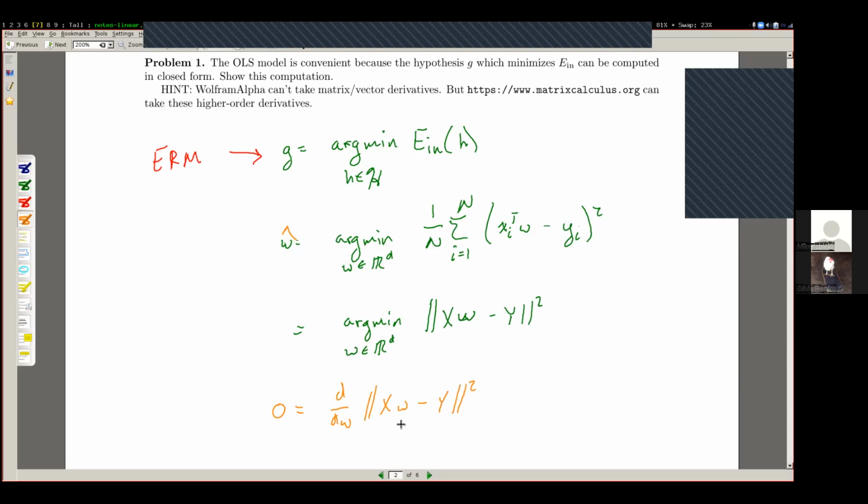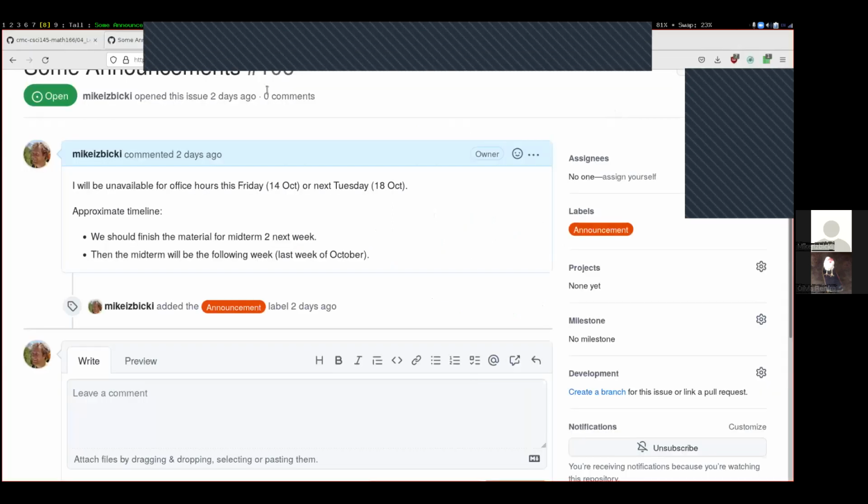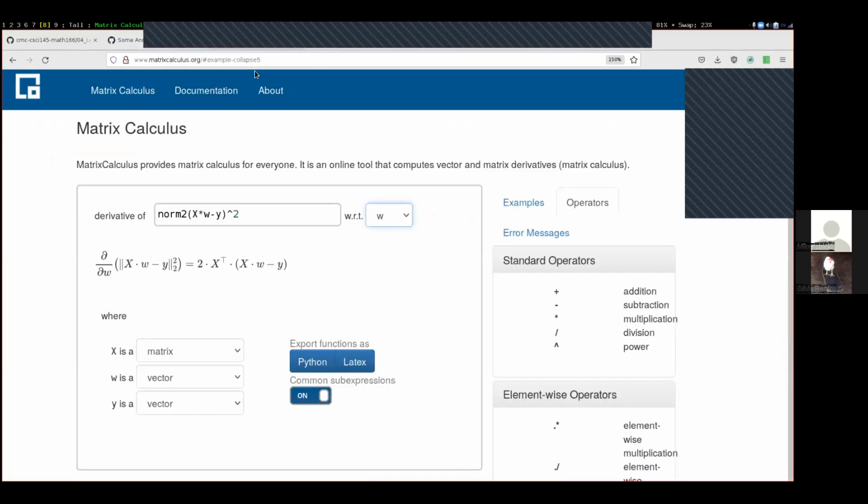This derivative is not hard to do by hand, but we're not going to do it by hand. We are instead going to use the internet to tell us what to do. Wolfram Alpha is my normal resource of choice to skip annoying calculus computations. But Wolfram Alpha only works on one-dimensional things. It doesn't work with vectors and matrices. So instead, this website, matrixcalculus.org, works with matrices and vectors. Come back over to Firefox, click on this tab.